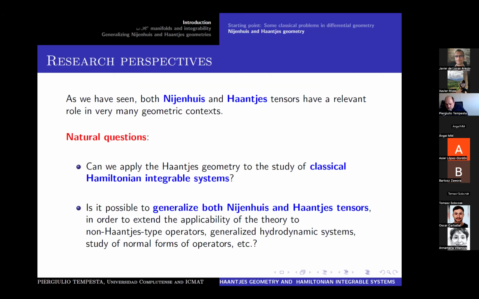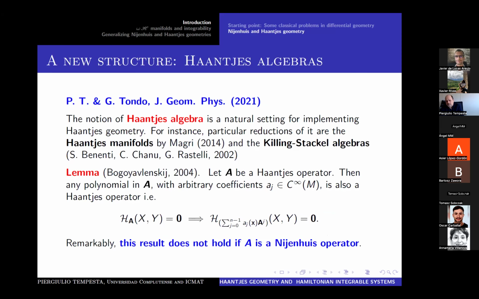Or maybe extend to a dynamic system or whatever. Okay, so then let's try to answer these questions. First of all, it is useful to introduce the notion of Haantjes algebra that we defined in a somewhat recent paper. So what is a Haantjes algebra?